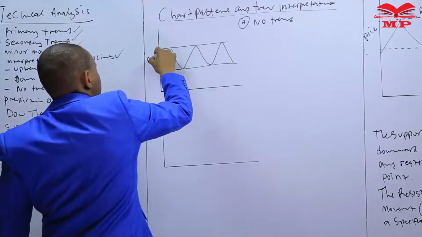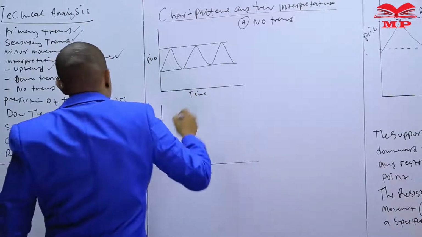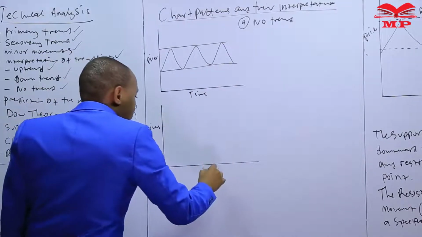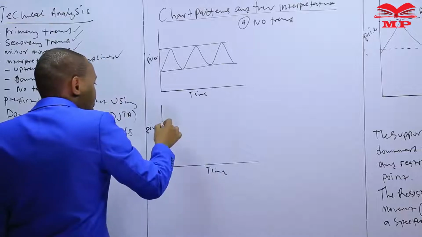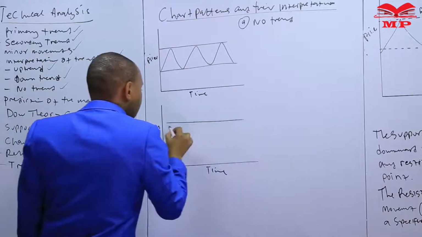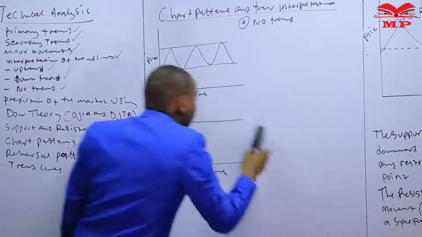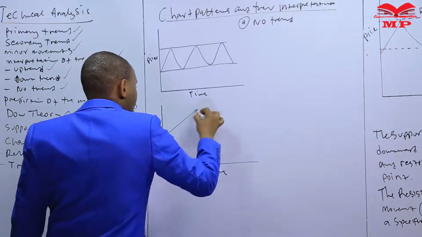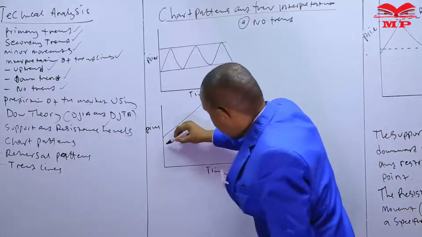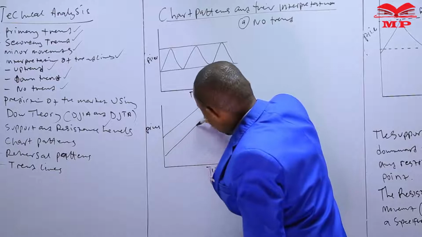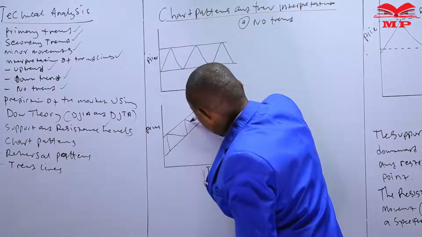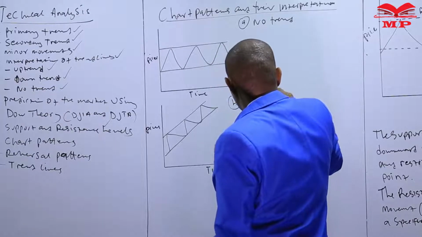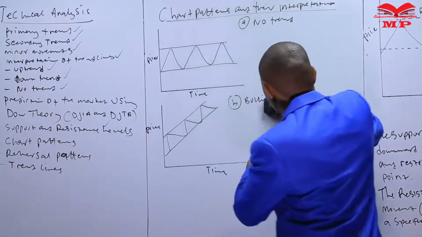This is prices, time, like that. Prices, time. So we have now the same, rather, apologies, this is bullish trend. So we expect something like that. And then we can draw, this is B, bullish trend.